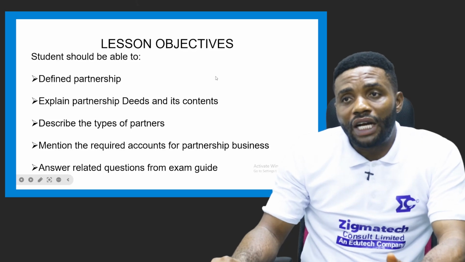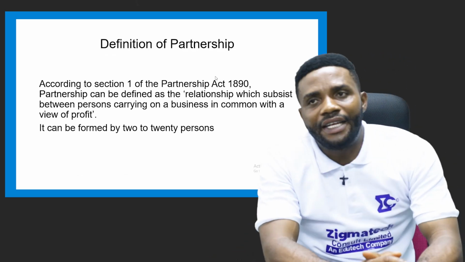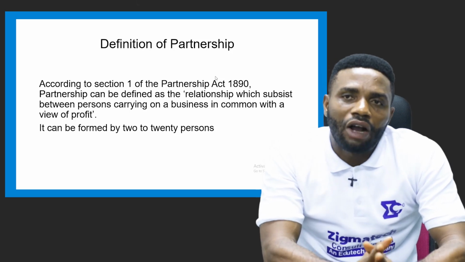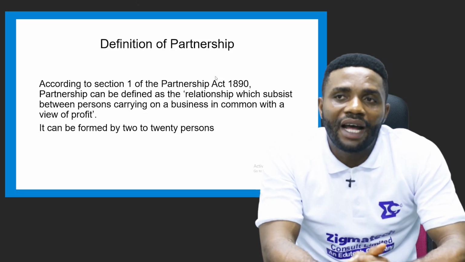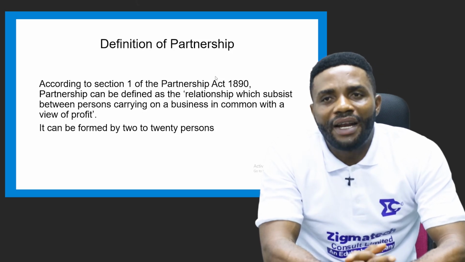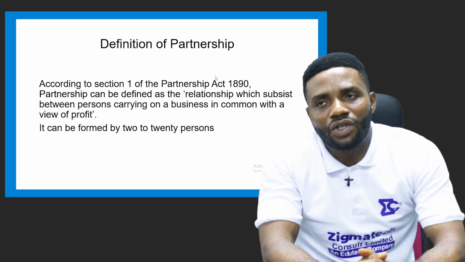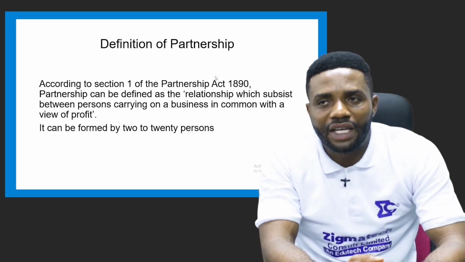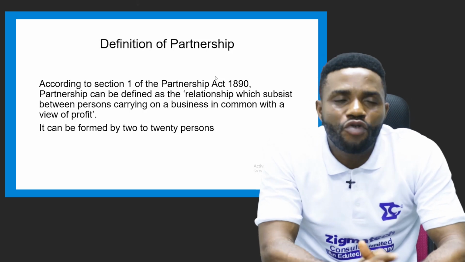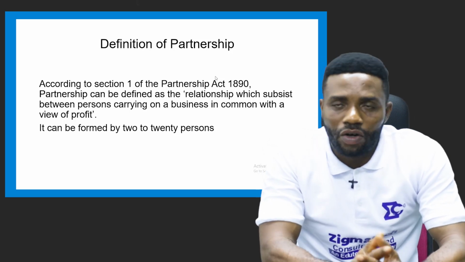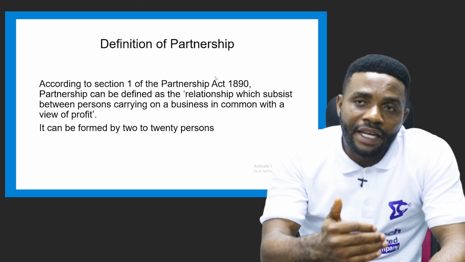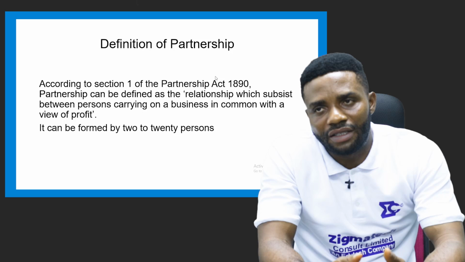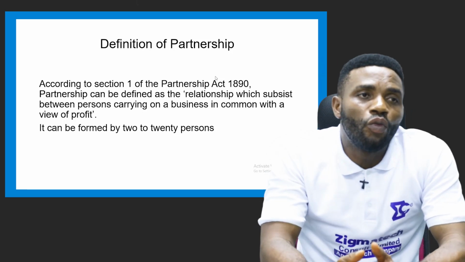All right, having looked at our objective, let's quickly define partnership. What is partnership? According to Section 1 of the Partnership Act, 1890, partnership can be defined as a relationship which subsists between persons carrying on a business in common with a view of profits. What does that mean? It is a relationship which subsists between persons carrying on a business in common with a view of profit.